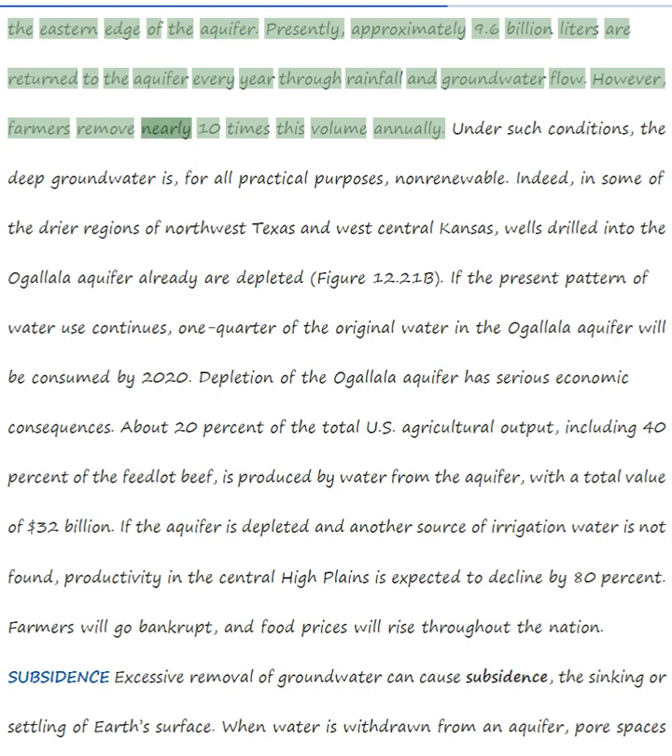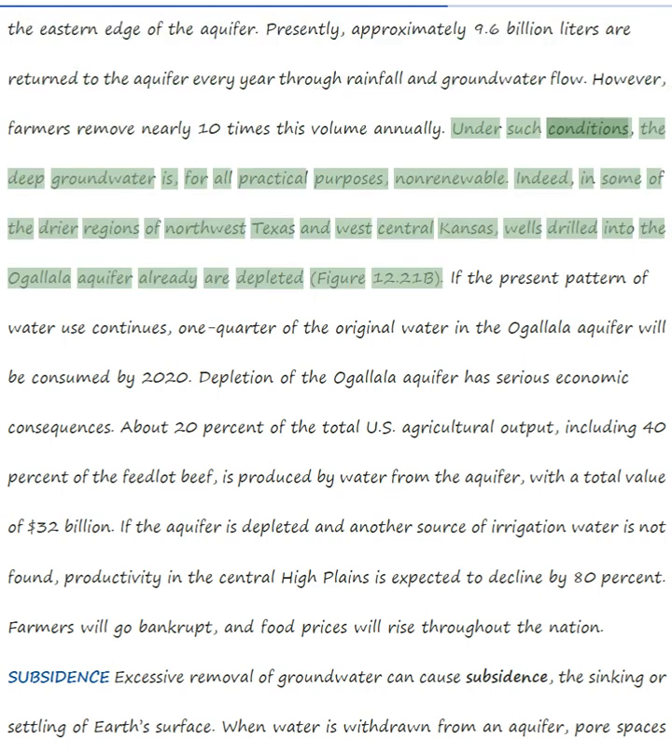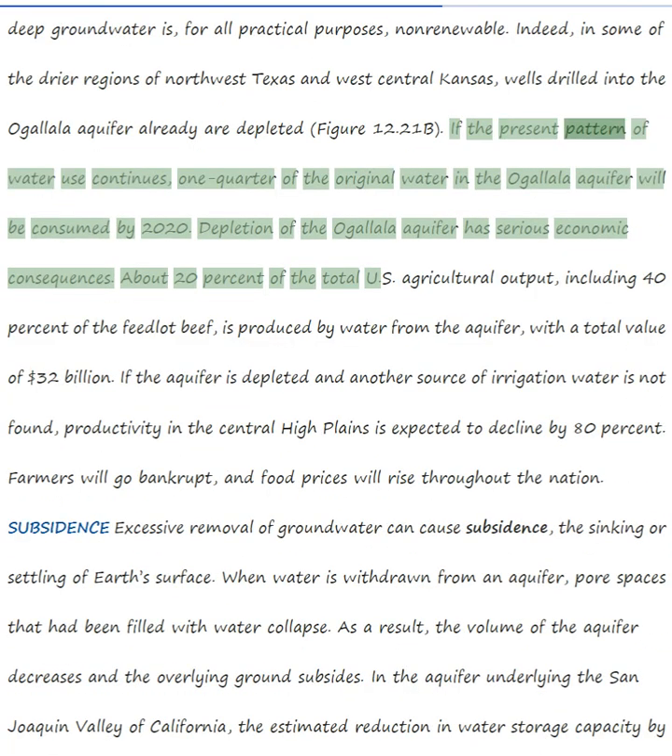However, farmers remove nearly 10 times this volume annually. Under such conditions, the deep groundwater is, for all practical purposes, non-renewable. Indeed, in some of the drier regions of northwest Texas and west-central Kansas, wells drilled into the Ogallala Aquifer already are depleted. If the present pattern of water use continues, 1/4 of the original water in the Ogallala Aquifer will be consumed by 2020.